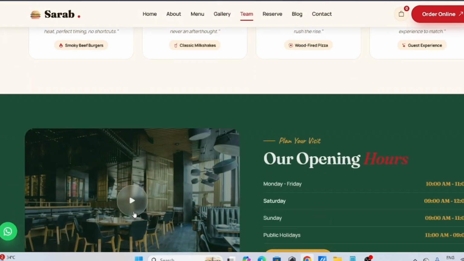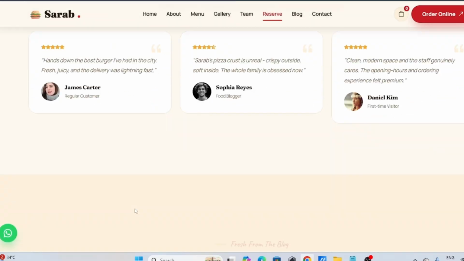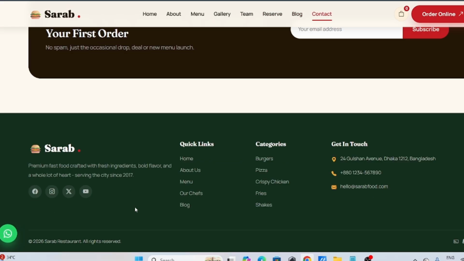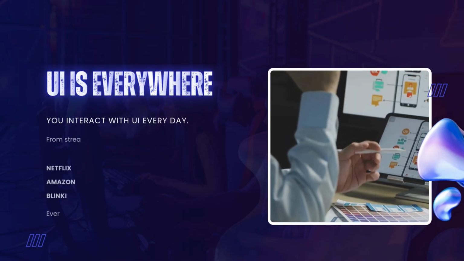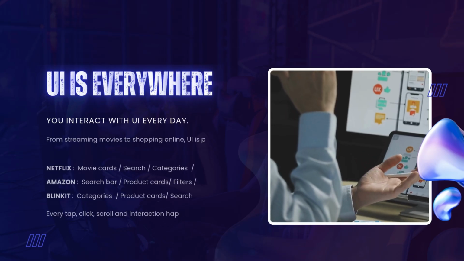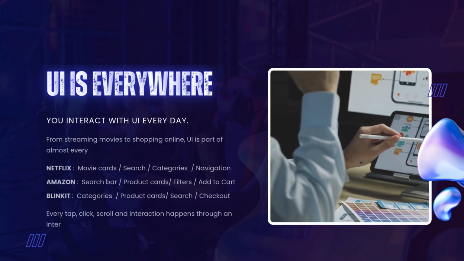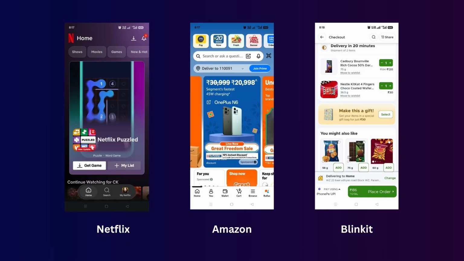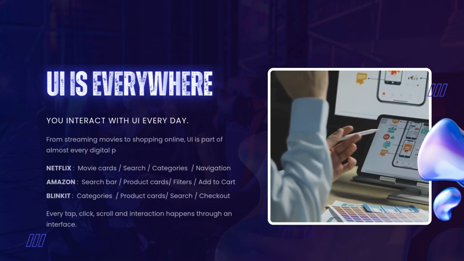Now, here's something interesting. UI is literally everywhere. Think about the apps you use every day. On Netflix, you have movie cards, categories, search, and navigation. On Amazon, you have product cards, filters, search, and the add to cart button. And on Blinkit, you have categories, product listings, search, and checkout. These may look like simple elements, but every one of them is designed to help you find information, make decisions, and take action. So whenever you're using an app or a website, take a moment to notice what you're seeing and clicking. That's UI in action.